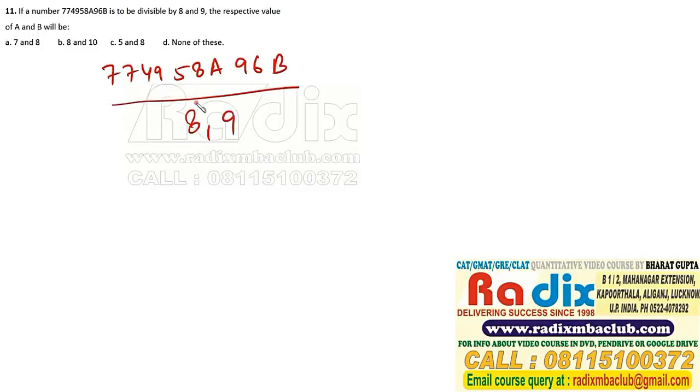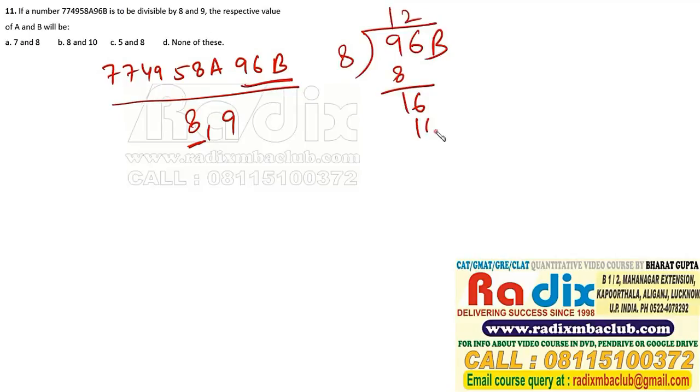Okay, next question. If a number 774958A96B is divisible by 8 and 9, the respective values of A and B will be. Now friend, important part is this: for divisibility by 8, it affects only the last 3 digits. So first of all we will calculate B. 96B: 8 1 ja 8, 8 2 ja 16. Now B could be 0 or 8. In these conditions this number is divisible by 8. So value of B would be 0 and 8.